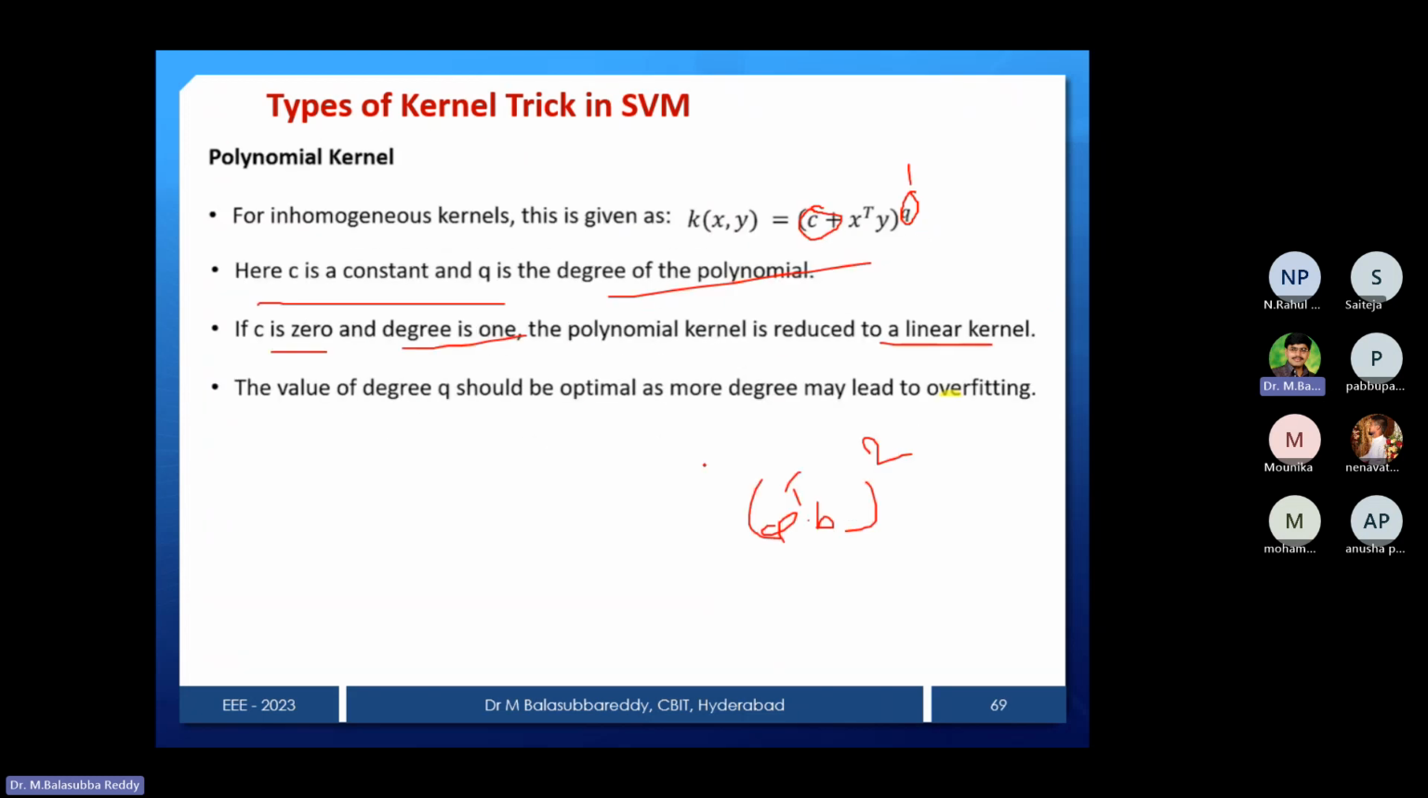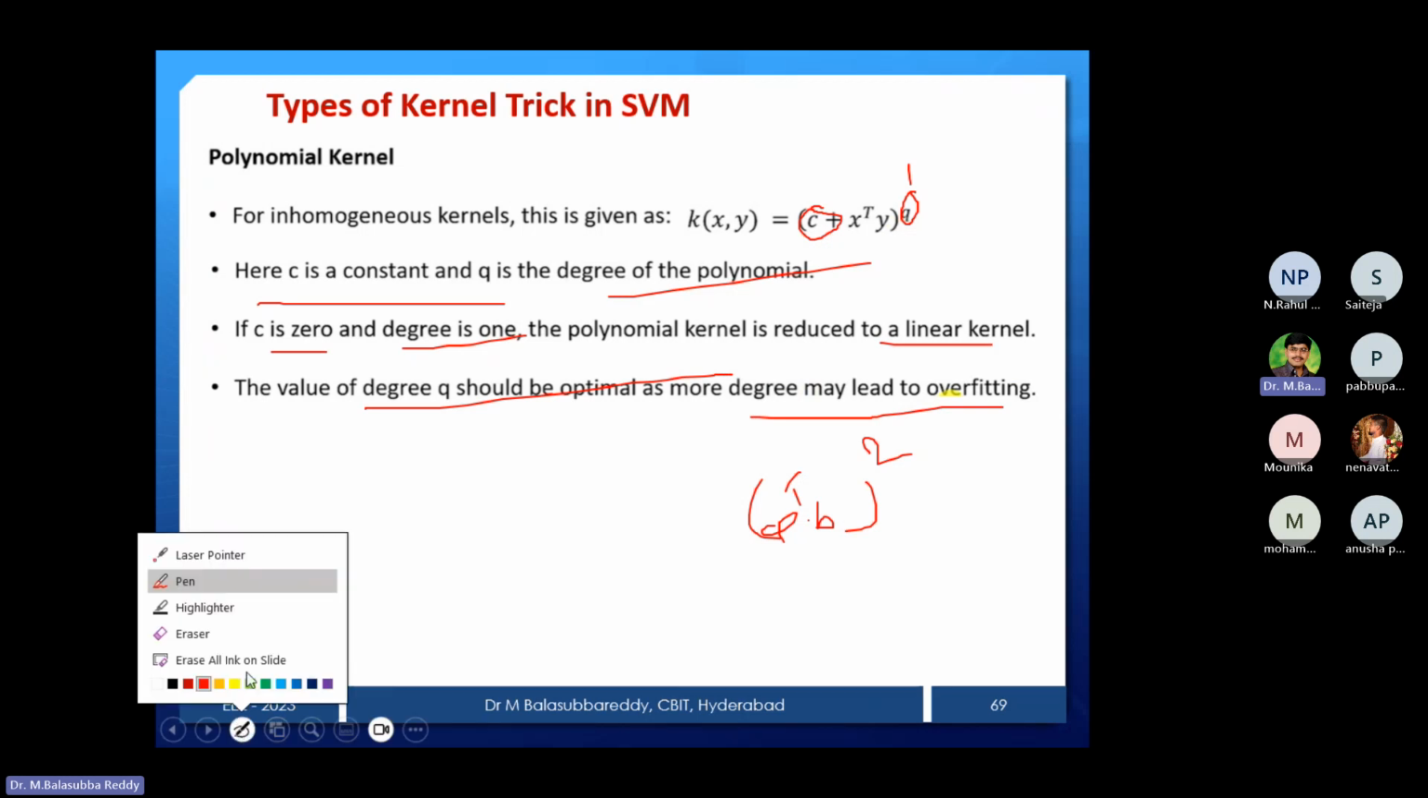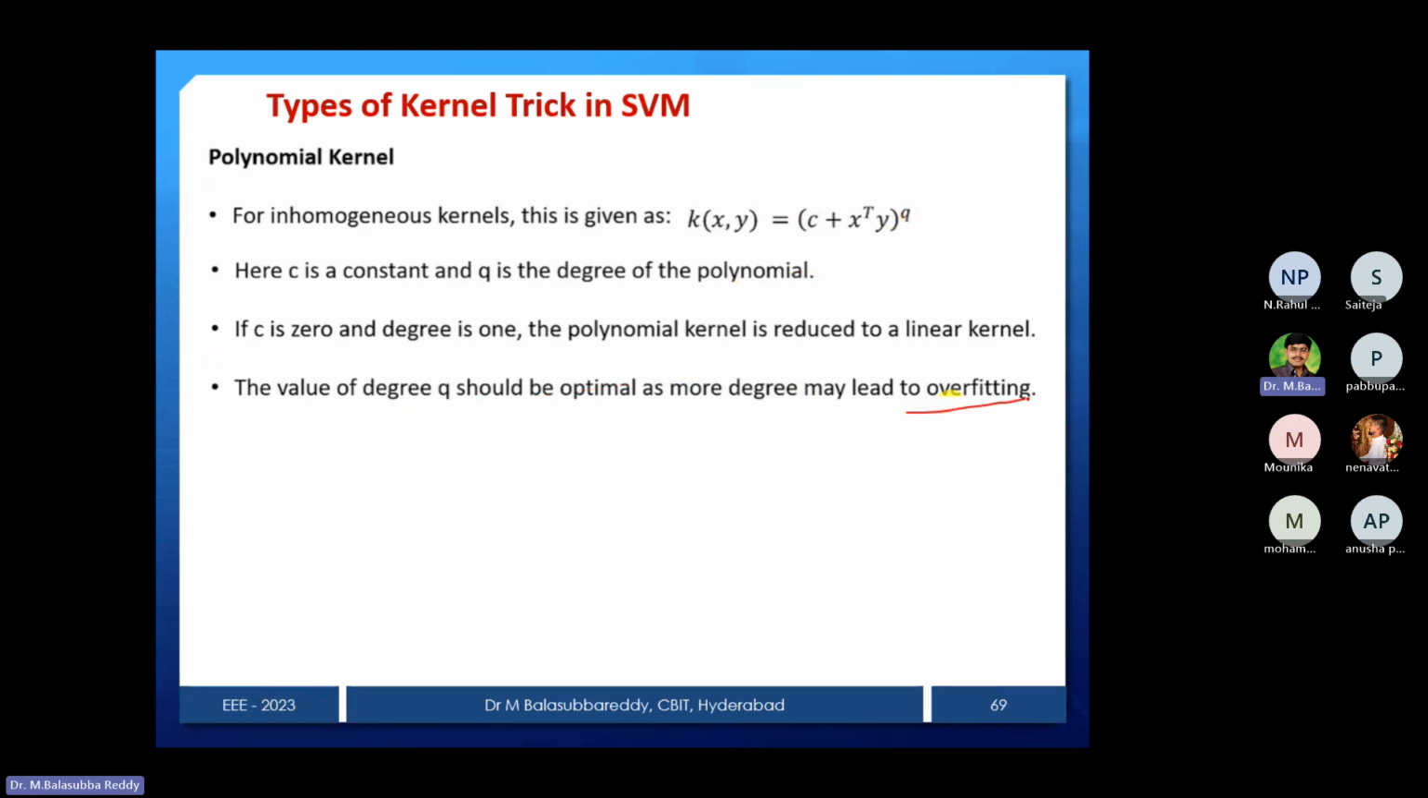Like that, we can see that the value of the degree should be optimal. A higher degree may lead to overfitting as well. Overfitting means, as per the first unit we discussed, that on the training data it will perform well, but on the testing data it will perform poorly. That we call overfitting.